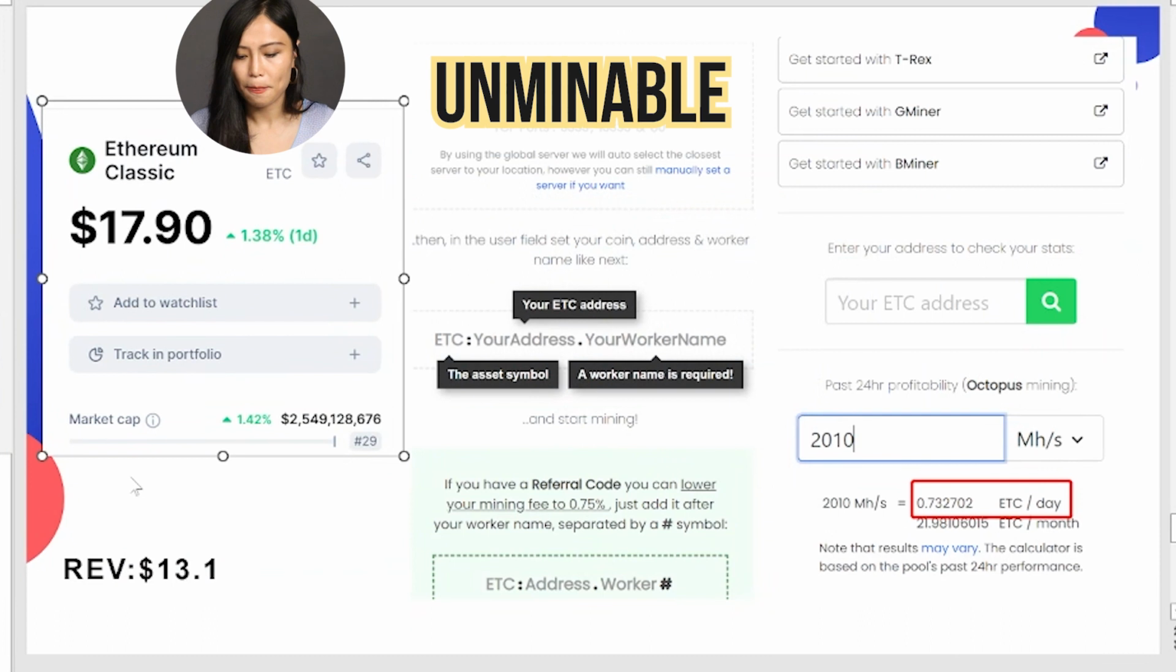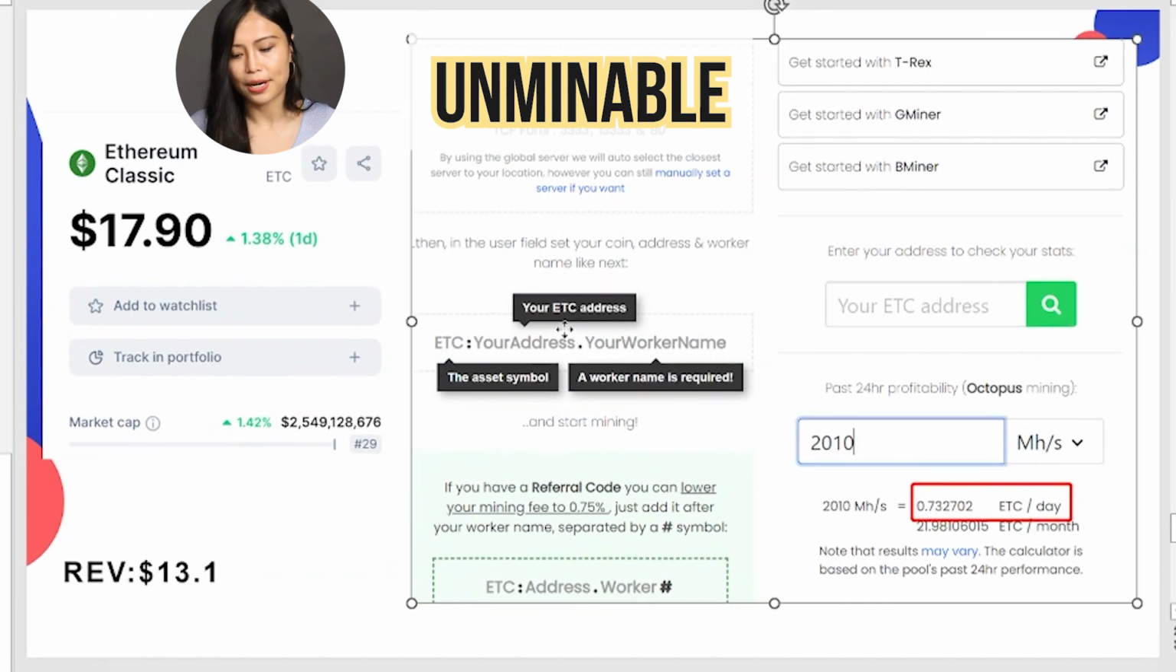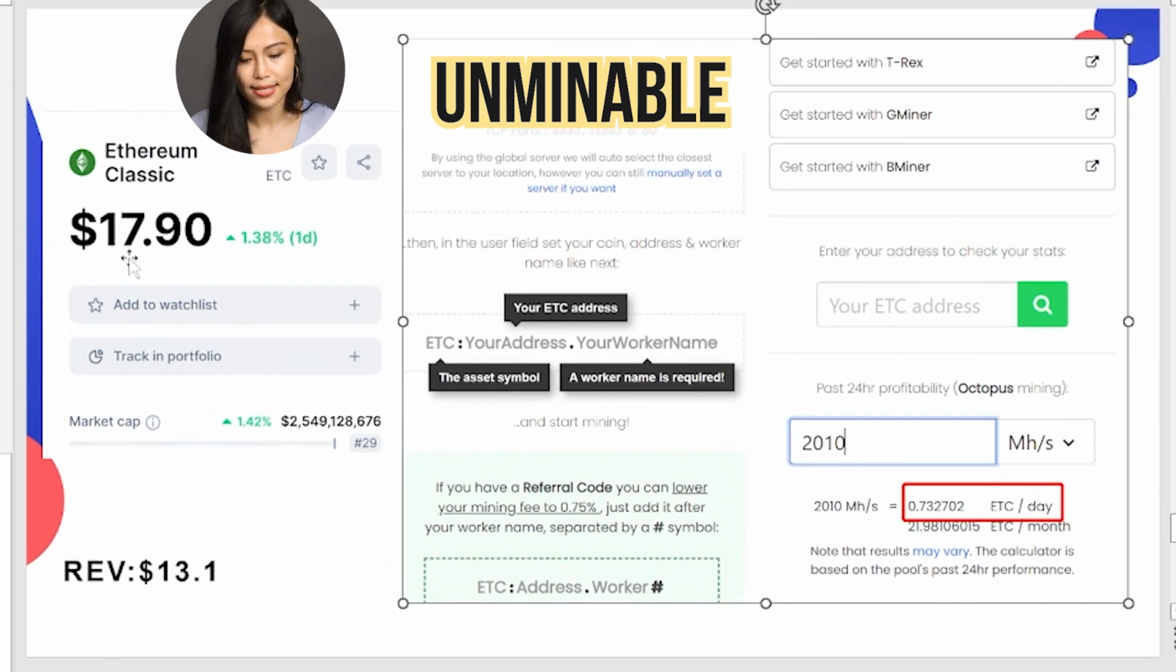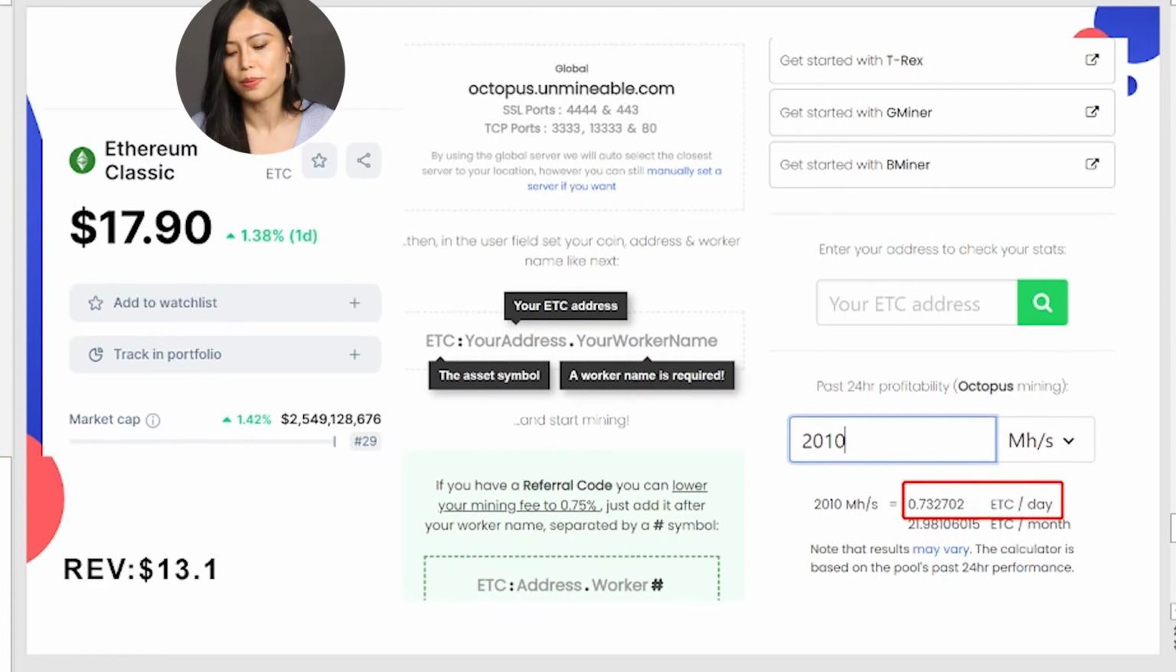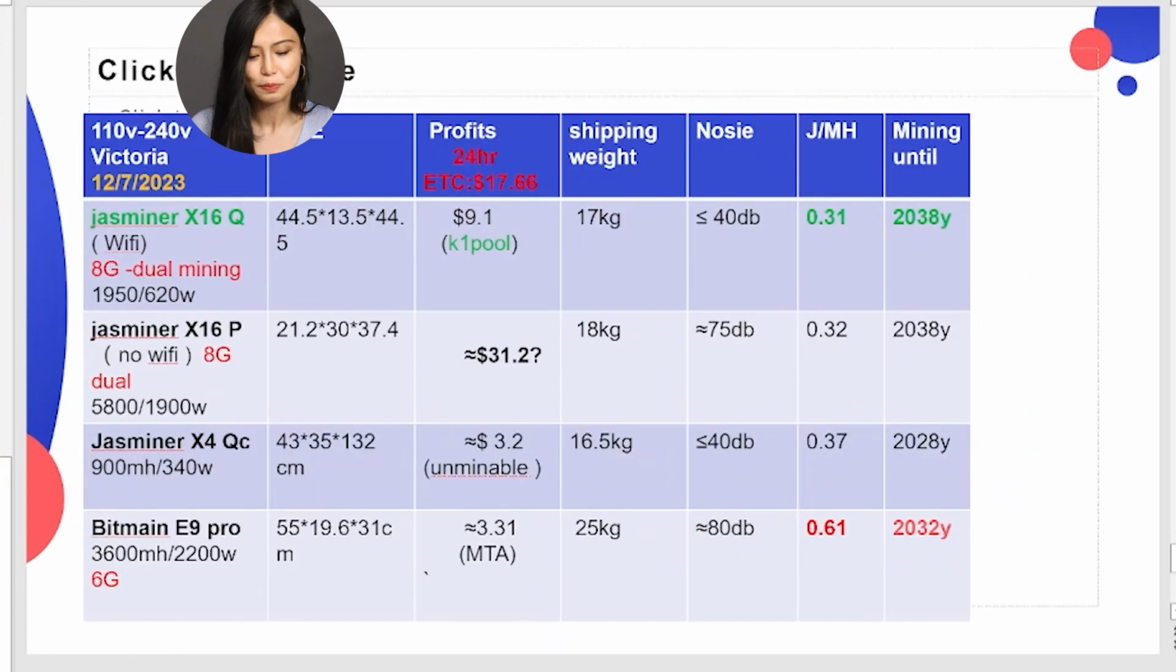Okay, right now, here is Unminable, right? Because I haven't even tried it yet. I just came back. Yeah, let's just do the calculation. Okay, when Ethereum Classic is below $18, your revenue, according to the Unminable calculator, is over $13. So you can try with Unminable and Zerg Pro or something else, and you probably tried earlier than me. Please feel free to do so.